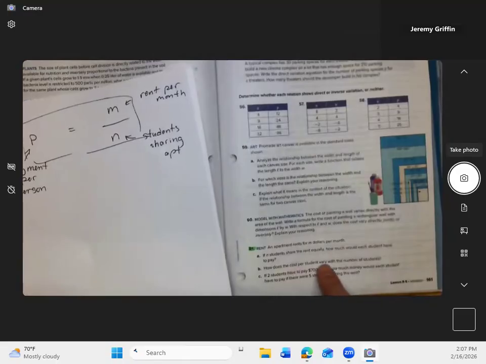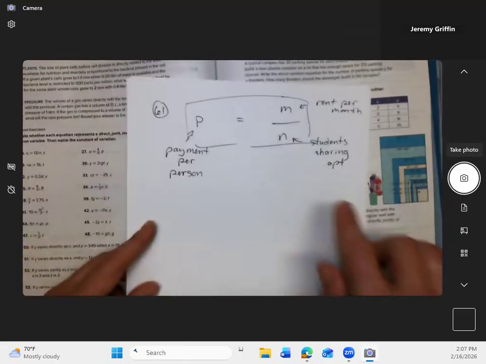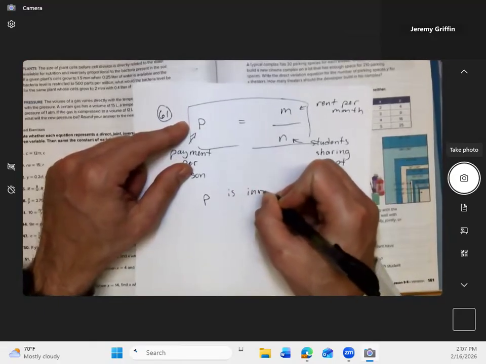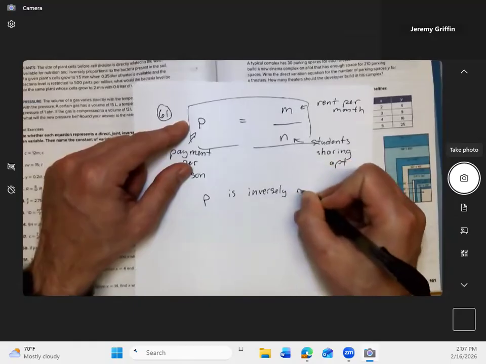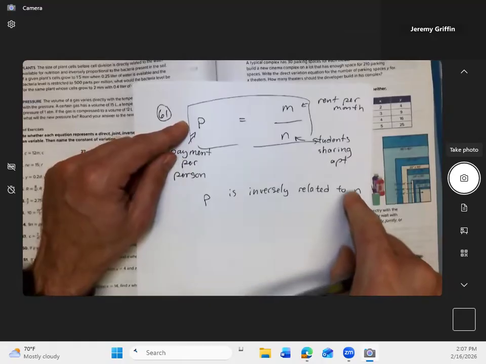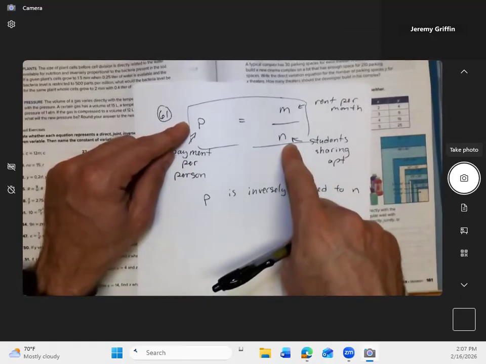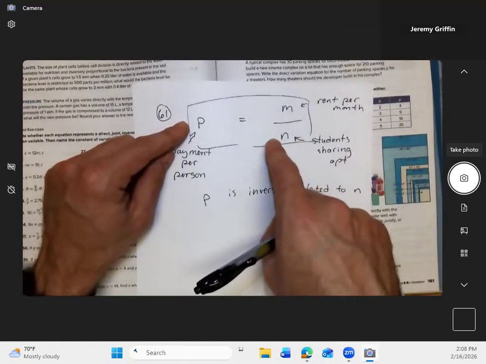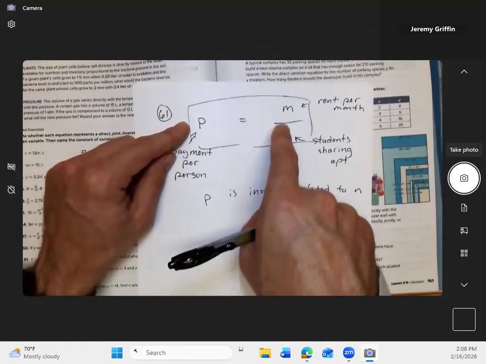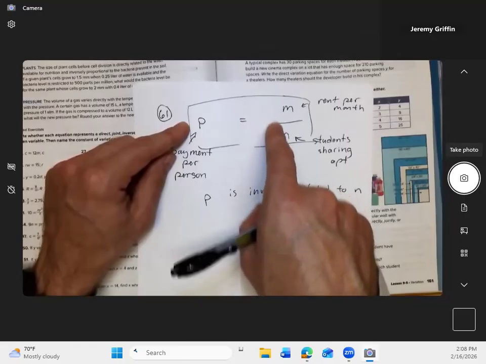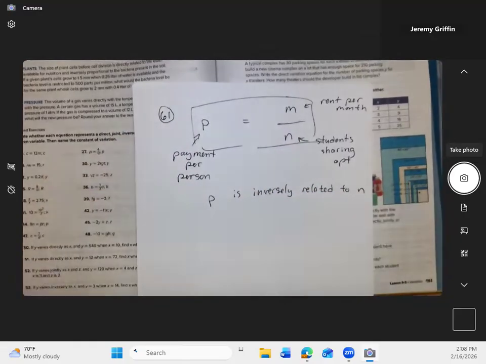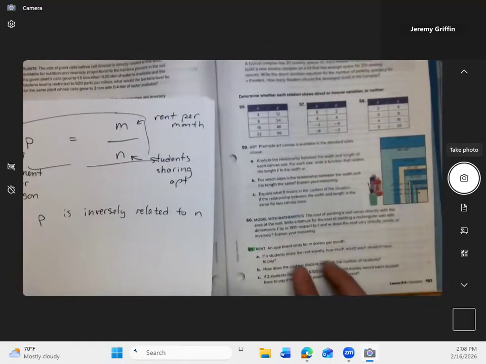How does the cost per student vary with the number of students? Well, I would say that P is inversely related to N, right? Because if there's only one student renting the whole apartment, that one student has to pay the entire monthly rent for the apartment. Two students, it gets divided by two. Three students, it gets divided by three. At 10 students, it gets divided by 10. Now each student's only paying a tenth of the rent.